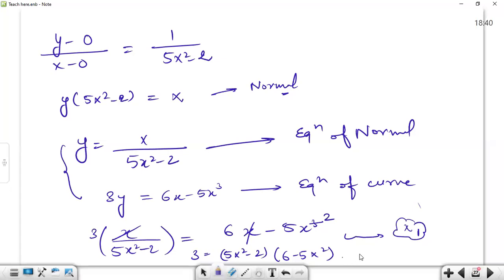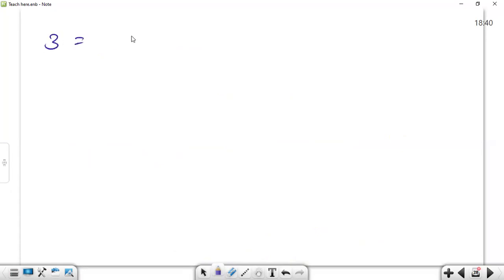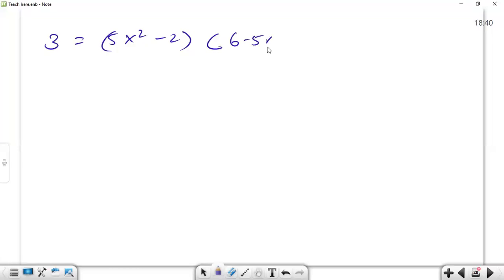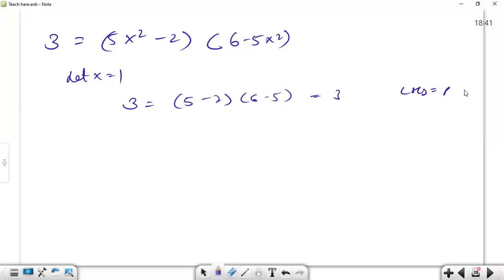So what if x is 1? Let's hit and try. 3 equals (5x squared minus 2) into (6 minus 5x squared). So we can simply see here, if x squared is 1, it will become 3, and 6 minus 5 will become 1. So let's substitute x equals 1 and see if this is satisfied or not. 5 minus 2 is 3, 6 minus 5 is 1, so that is 3. So LHS and RHS are equal. So yes, for x equals 1, this is satisfied.